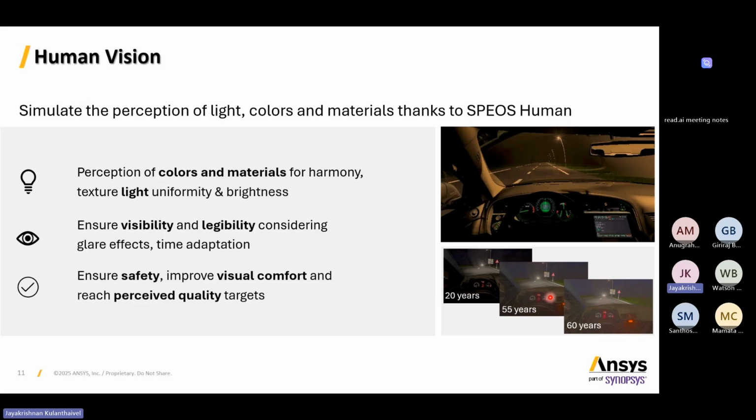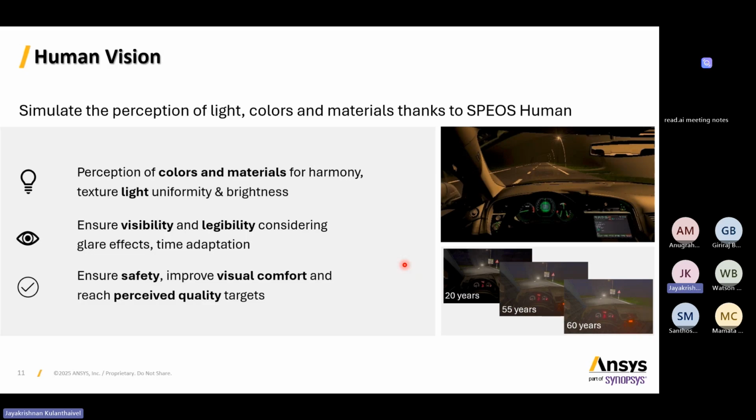A 55-year-old person has some additional glare effects, and a 60-year-old person is also experiencing additional glare and grain. By taking advantage of this Speos human vision feature, you can evaluate the perception of colors and materials for harmony, texture, light, uniformity, and brightness. It will ensure visibility and legibility, considering glare effects and time adaptation.